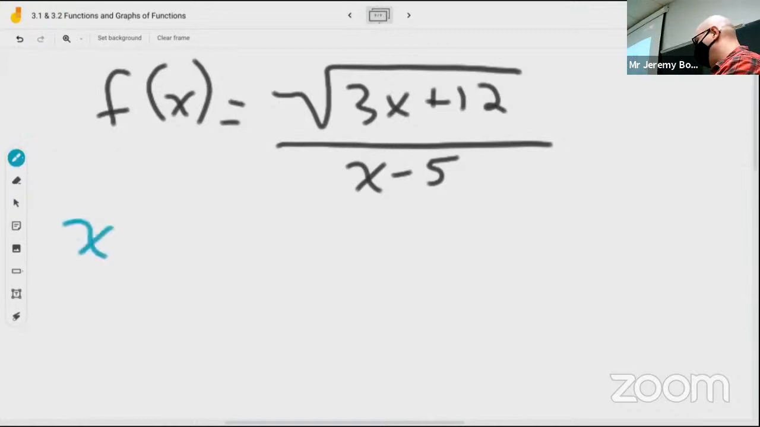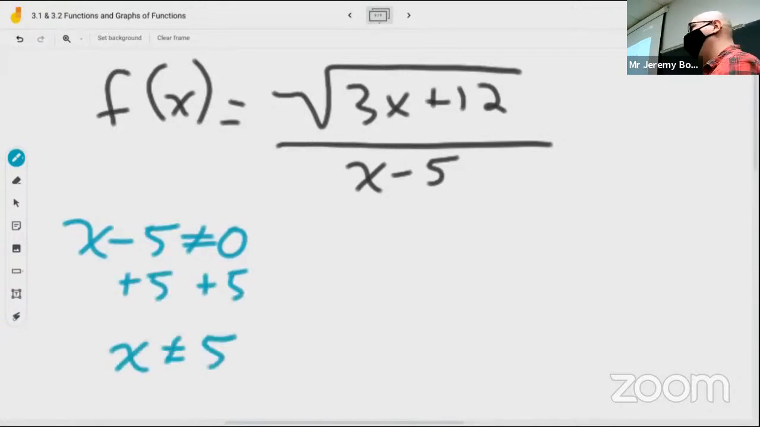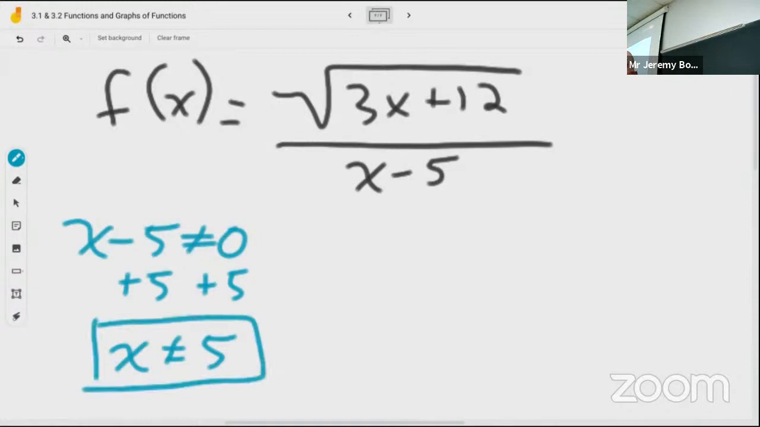So I know I want x minus 5 to not equal 0. I add 5 to both sides to solve that, and I get x to not equal 5. So that's one restriction I have on my domain. X can't equal 5. Keep that in my head.